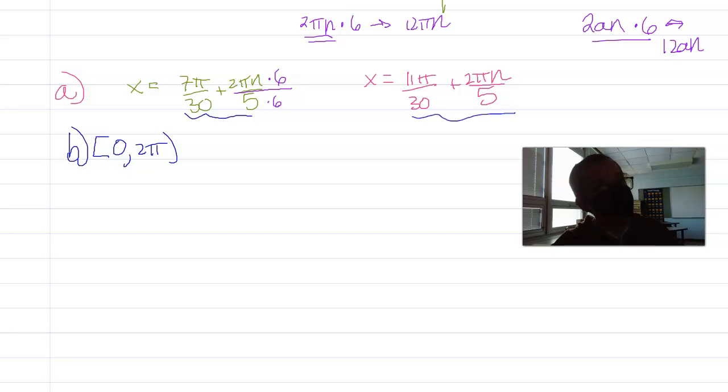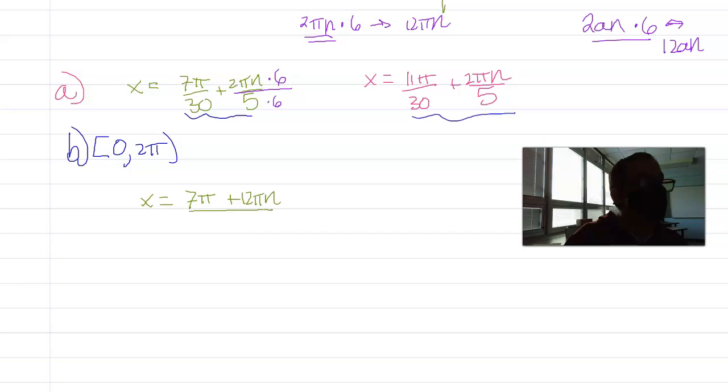So, having said all that, I'm going to have here for the green answers, x will be 7 pi plus 12 pi n all over 30. And of course, a similar thing happens here. And when I say similar, I mean really similar. The only difference is it's 11 pi plus 12 pi n all over 30.